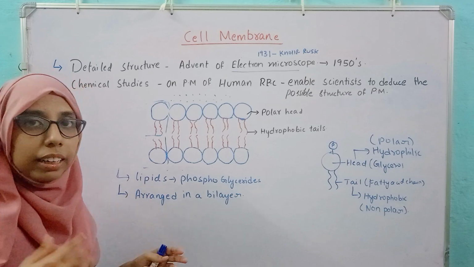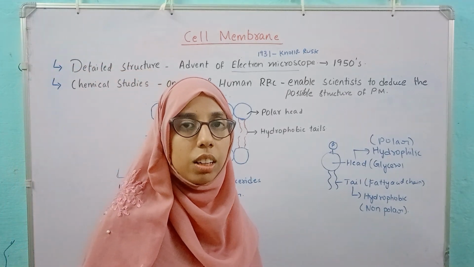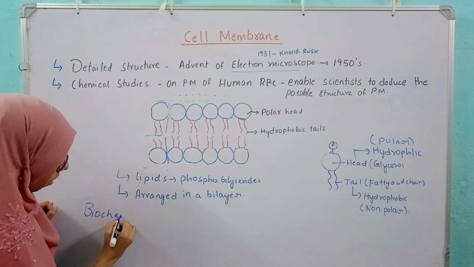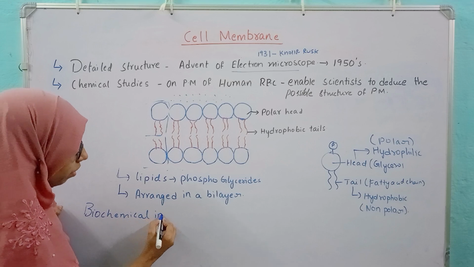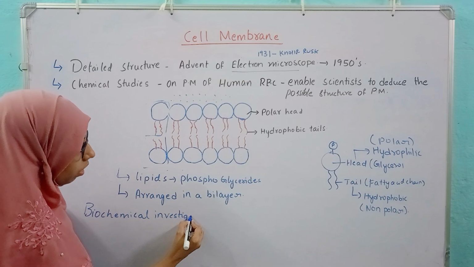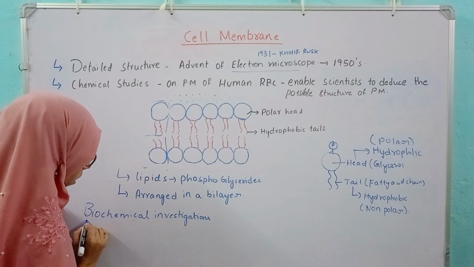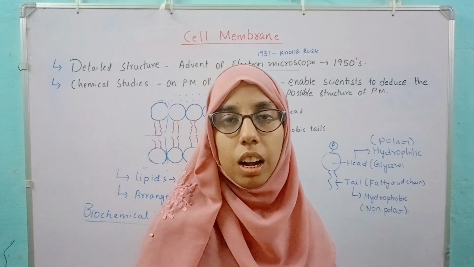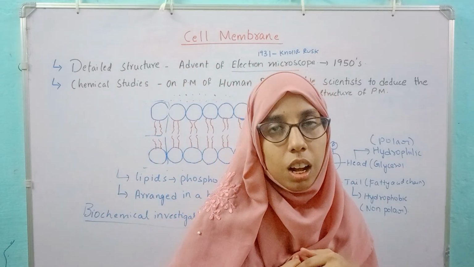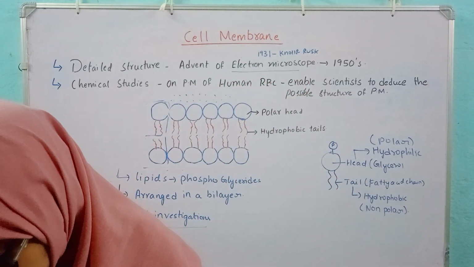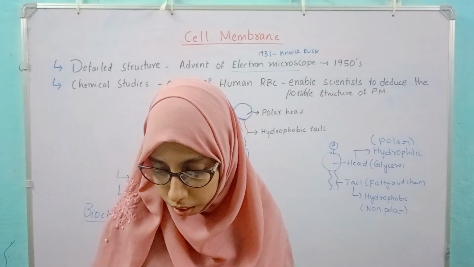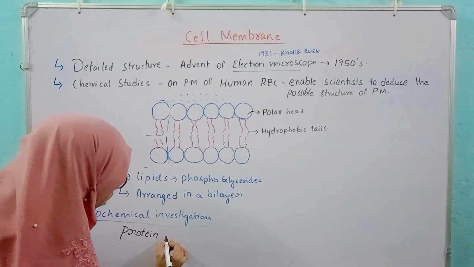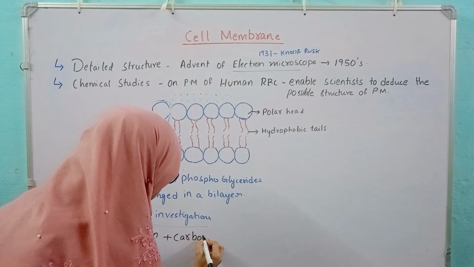Later, biochemical investigations were carried out on this plasma membrane. Biochemical investigations revealed that the plasma membrane also consists of proteins and carbohydrates. Now let's see how these proteins and carbohydrates are present.